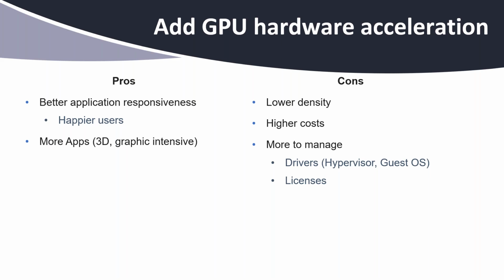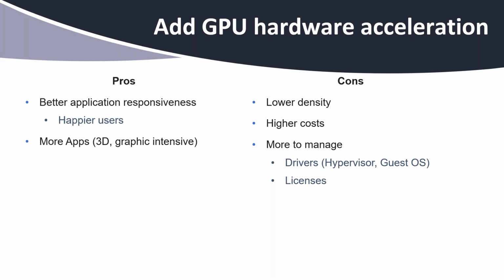So the pros of adding a GPU is, of course, better application responsiveness, so happier users. You can run more apps like 3D or graphic intensive, higher quality image video streams, especially if you run high resolution monitors like ultra wide or 4K. You really need a GPU to run those video streams in good quality.